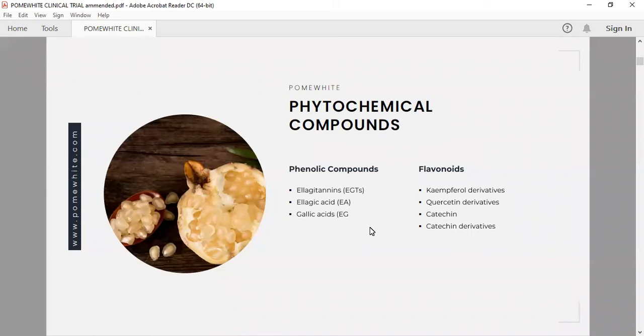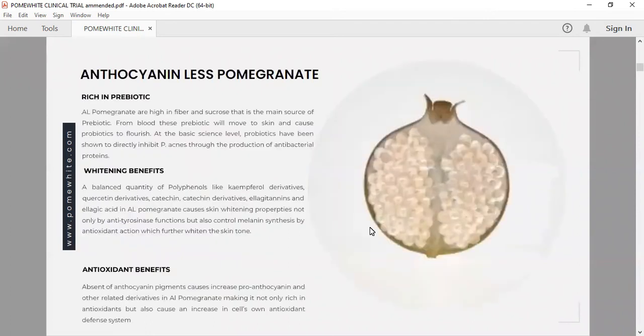That's why when the anthocyanin is not synthesized, the intermediates of its pathway start increasing in the plant body. They are obviously very beneficial for us, including the kaempferol derivatives, quercetin derivatives, catechin and catechin derivatives. Basically, this pomegranate has now become a source of attraction for many people because it is rich in prebiotics, high in fiber content and sucrose.